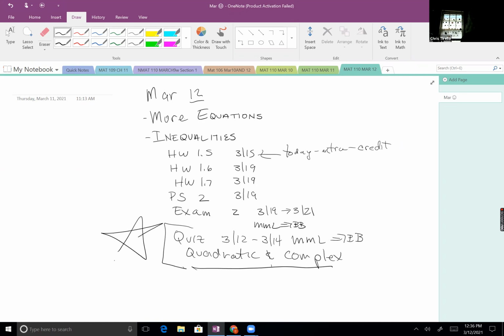This weekend, there is a quiz. The quiz involves solving quadratics. There's one of each type: one where you have to solve by factoring, one where you have to solve using the square root property, one that you have to solve by completing the square, and one that you have to solve using the quadratic formula. And there's also some questions involving complex numbers where you have to multiply complex numbers, multiply a complex number by its conjugate, rationalize the denominator, or divide complex numbers. And then there's also a question where you have negative square roots and you have to simplify that and write it in A plus Bi form.